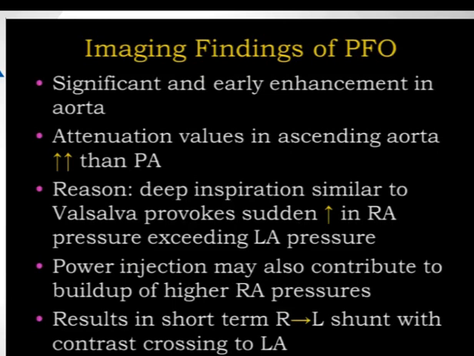Now what you see is a significant and early enhancement in the aorta, with the aorta having attenuation values much higher than the pulmonary artery. The reason for this is the same as for a TIC: a deep inspiratory effort and Valsalva, which causes a sudden increase in the right atrial pressure. Power injection can also cause this to occur.